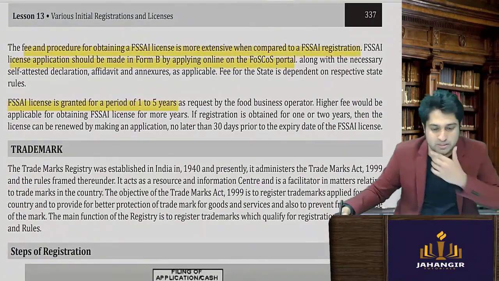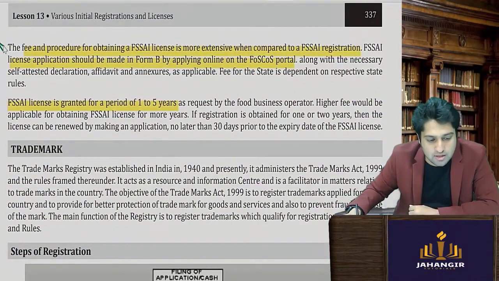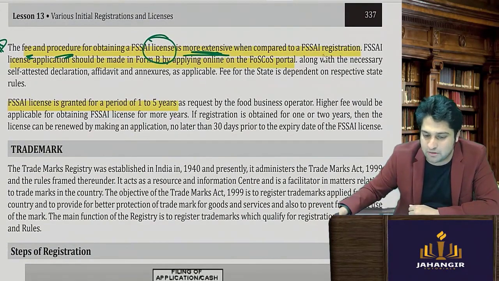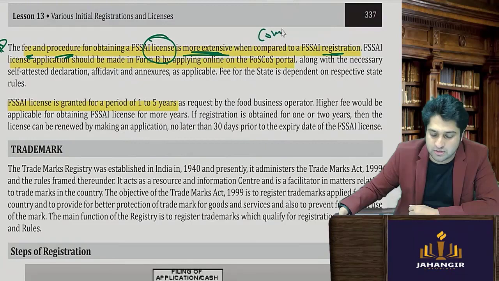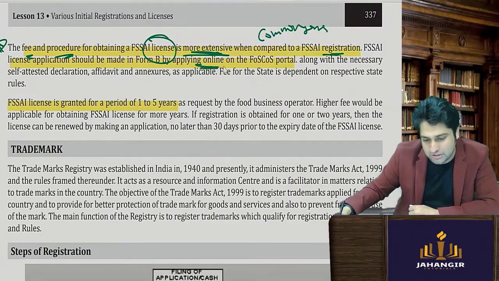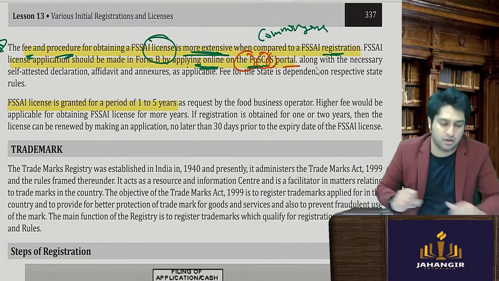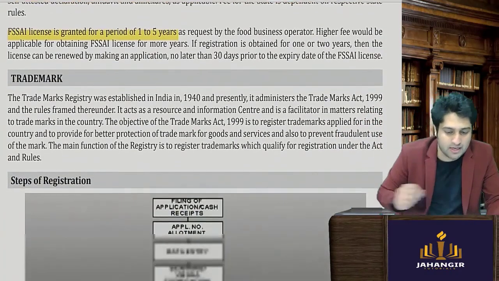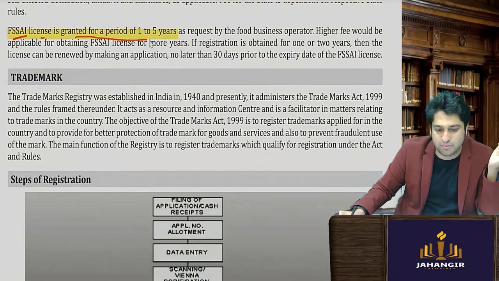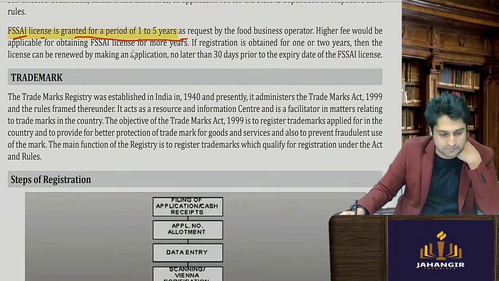Now the fees to be given, now this is logical. The fees and the procedure for license will be more extensive as compared to the registration. So this is common sense, and you have to make an application on the FoSCoS, the Food Safety Compliance System portal. Okay. Now the FSSAI license is granted for a period of 1 to 5 years.